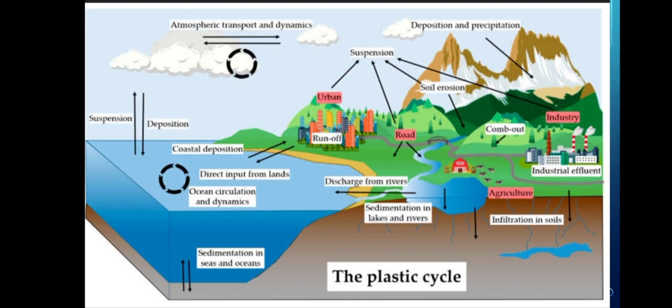From urban sites the plastic pollution directly goes to the ocean, and from the ocean we can see that the whole cycle represents the plastic pollution. As I discussed before, in that picture we can see how we can reduce plastic pollution and what the causes are. And this picture is describing the effects of plastic pollution, the whole plastic cycle.